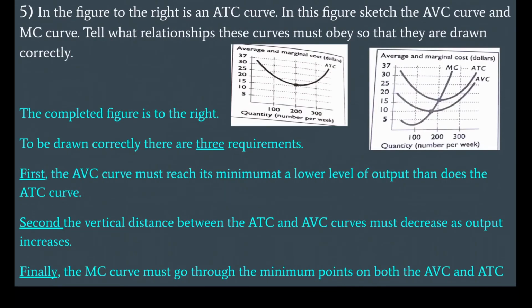The fifth one is, the figure to the right is an ATC curve. In this figure, sketch the AVC curve and MC curve. Tell what relationship these curves must obey so that they are drawn correctly. The completed figure is to the left. To be drawn correctly, there are three requirements. First, the AVC curve must reach its minimum at a lower point of output than does the ATC curve. Second, the vertical distance between the ATC and AVC curves must decrease as output increases. Finally, the MC curve must go through the minimum points on both the AVC and ATC, as illustrated in the figure.